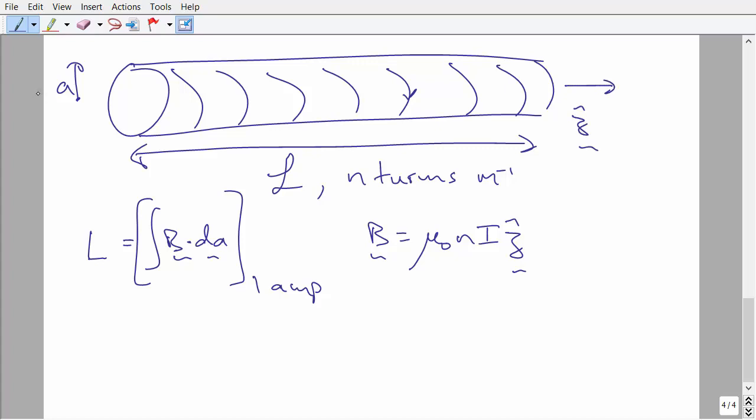Okay, so to calculate then the inductance of this setup, I need to calculate the integral of B dot dA for 1 amp. Well, let's make our area an area that cuts right through the solenoid and is perpendicular to this z-hat direction. B dot dA, B is then parallel to dA, and the integral of B dot dA is just B multiplied by the area of the solenoid. So I would wind up then with the following equation.